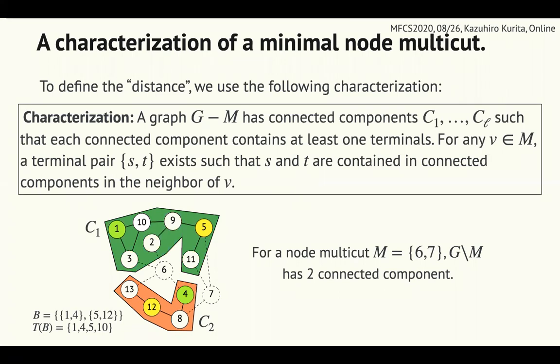A set of vertices M is a minimal node multiway cut if and only if the graph G minus M has connected components C1 to CL such that each connected component contains at least one terminal. In addition, for any v in M, a terminal pair s and t exists such that s and t are contained in connected components in the neighborhood of v. Look at this figure. A set of vertices 6 and 7 is a minimal node multiway cut of G, and a pair of 1, 4 and a pair of 5, 12. Any vertex in M satisfies the above condition.